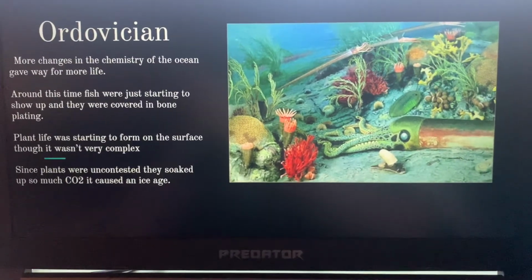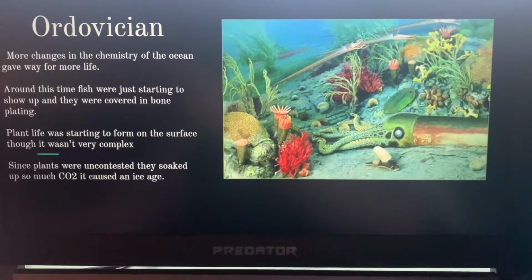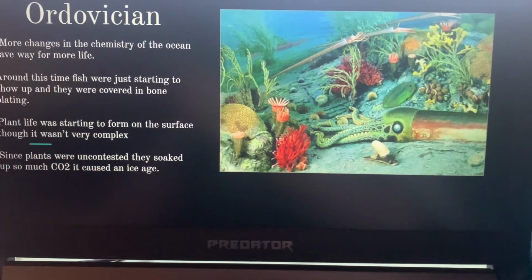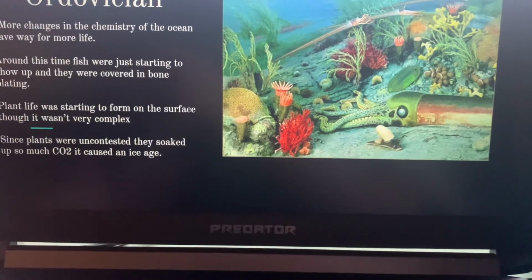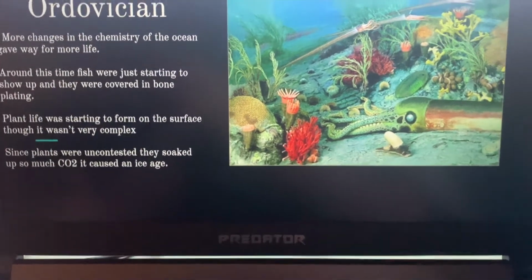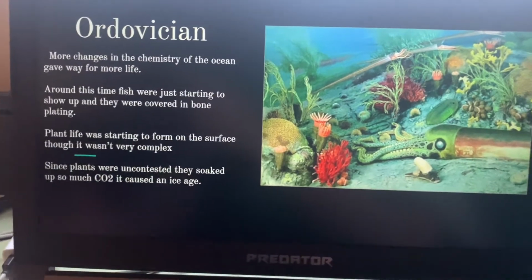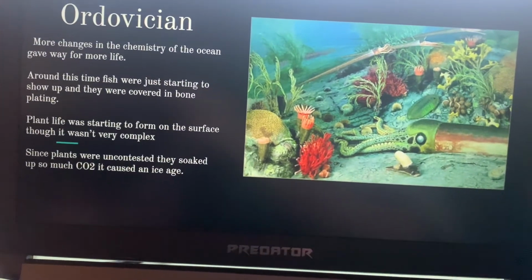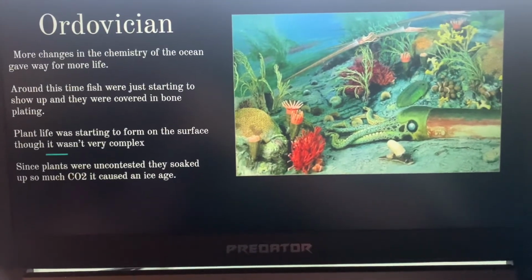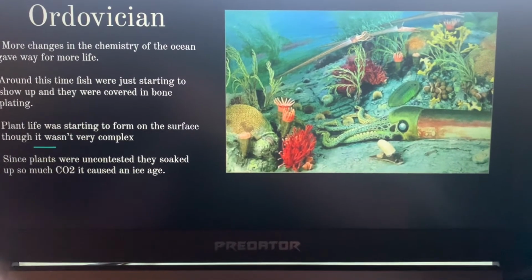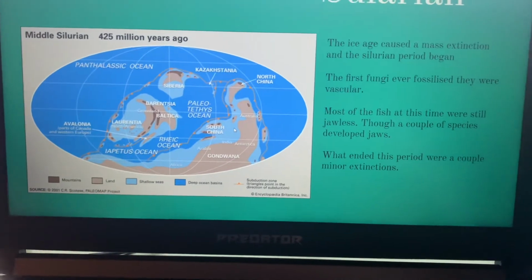But let me go back to that plant. Since it was so uncontested and it soaked up a lot of the CO2 in the world, it therefore made less greenhouse gases, and the world got a lot colder, and there was nothing to stop the plant from doing this. So it led to a sort of ice age and caused another extinction because life wasn't ready to get that cold that quickly. And this began the Silurian.